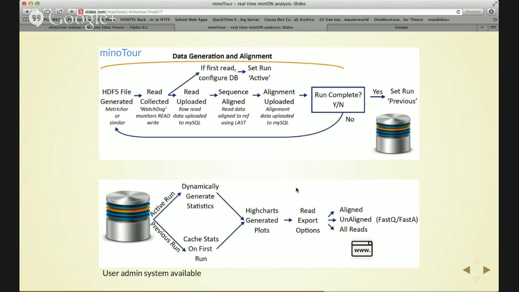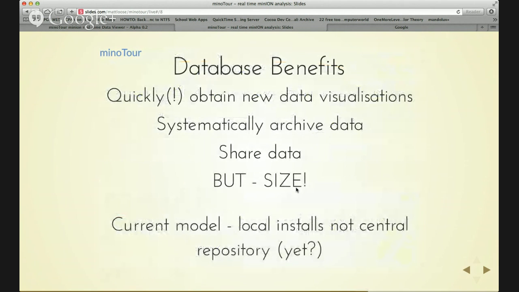So what I'm going to try and do, obviously, sorry, before I give you a live demo, obviously there's lots of benefits to having this information in the database in terms of visualizing what you're looking at. You can archive data, you can share data, but the amount of data that's being generated is rapidly becoming a problem. We're getting so much data off the flow cells now that we can't process it quick enough at times.